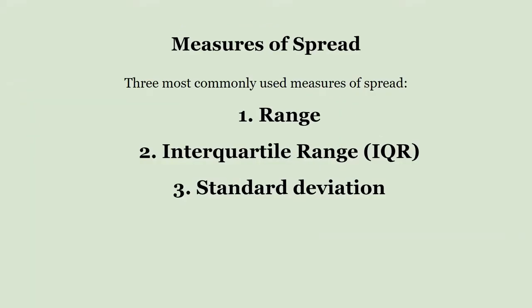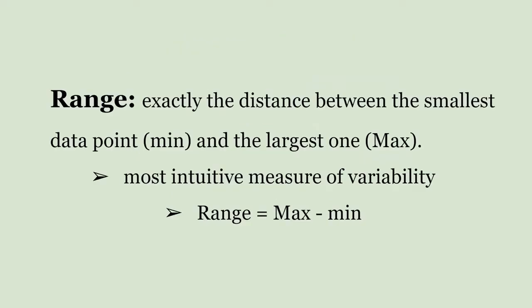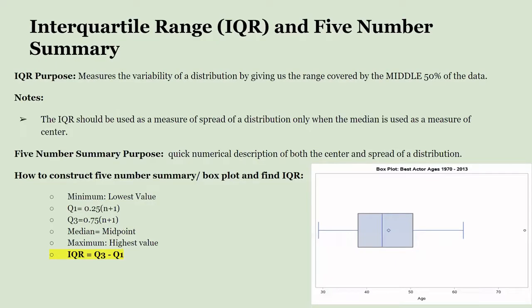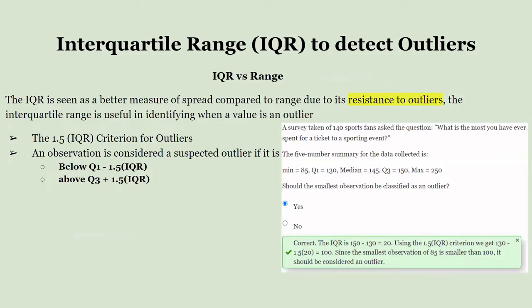There are three measures of spread: range, interquartile range, and standard deviation. Range is the distance between the max and the minimum. IQR, or interquartile range, measures the variability of the middle 50% of the data. The 5-number summary is used to provide a quick numerical description of center and spread for large datasets. IQR is seen as a better measure of spread than range because it's resistant to outliers, and it can also detect outliers using the 1.5 IQR criterion as shown below.